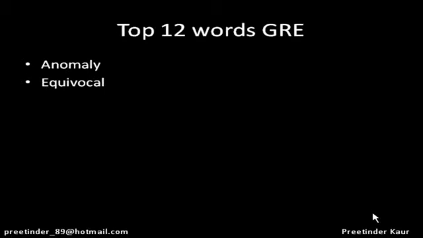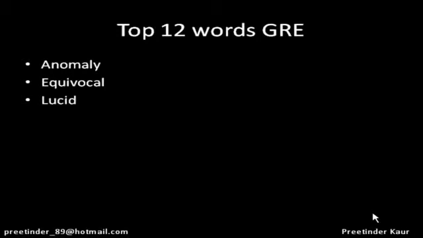The second word is equivocal, which means neutral, uncertain, very vague or ambiguous. Now a person can be equivocal intentionally to mislead someone, or unintentionally if the person himself or herself is confused. For example, the judge gave an equivocal decision which was not biased towards any of the two parties.